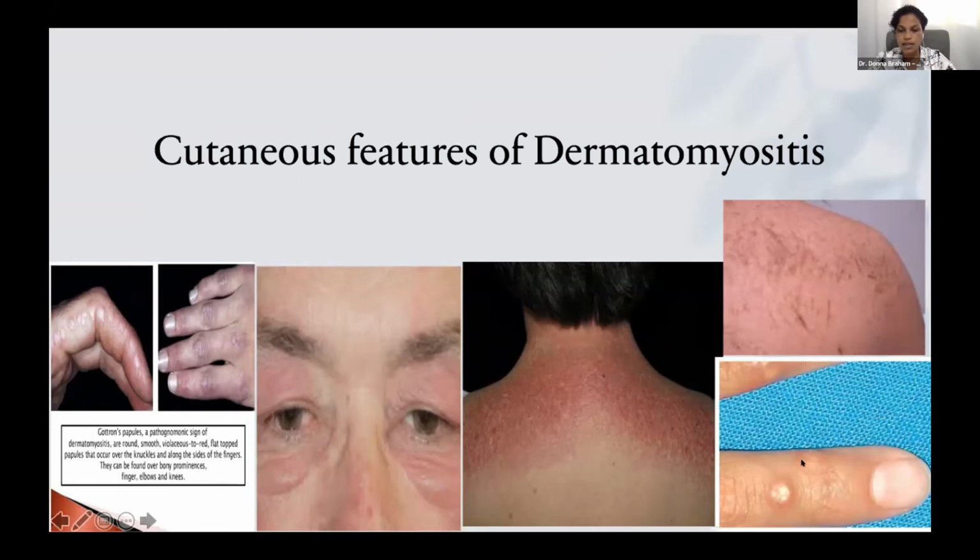And you can get calcinosis cutis, which you'll also see in scleroderma, which is where you get this calcium deposit, especially on the fingers, as well as over pressure points. And it can be quite painful. It can even ulcerate.